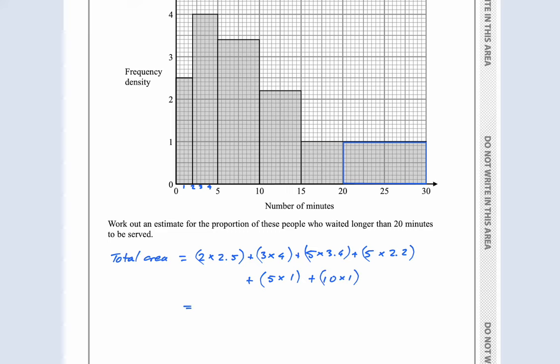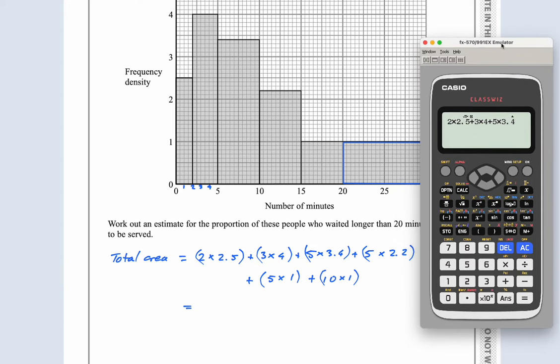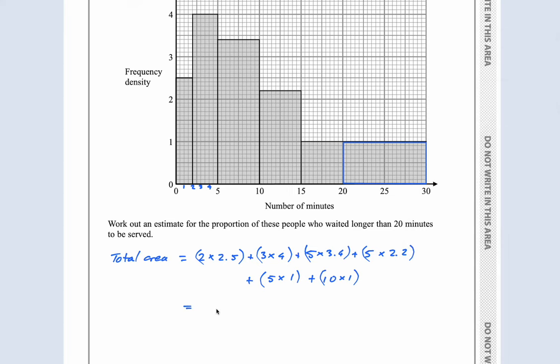And this equals, let's use my calculator, 2 times 2.5 plus 3 times 4 plus 5 times 3.4 plus 5 times 2.2 plus 5 times 1 is 5 plus 10 times 1 is 10, gives me 60. So the total is 60. So there's actually 60 people who waited in the shop.